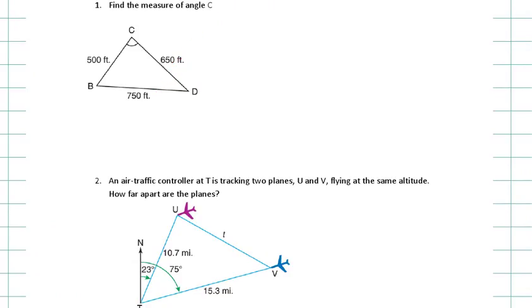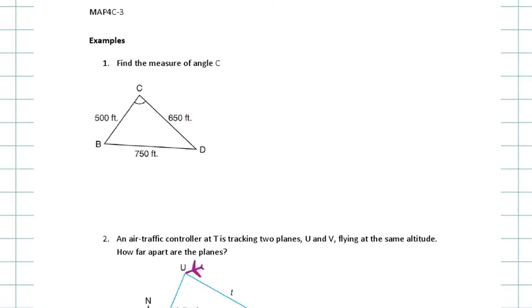What case do I have here? I'm looking for angle C. I know three sides. So which formula do I use? Cos C. That's right. So cos C equals A squared plus B squared minus C squared over 2AB.